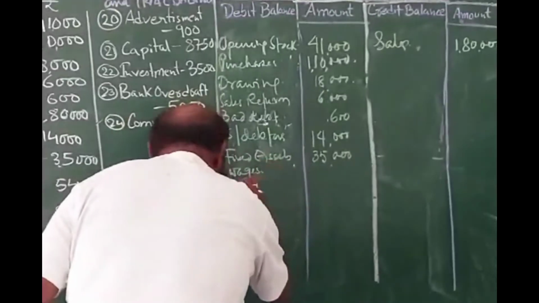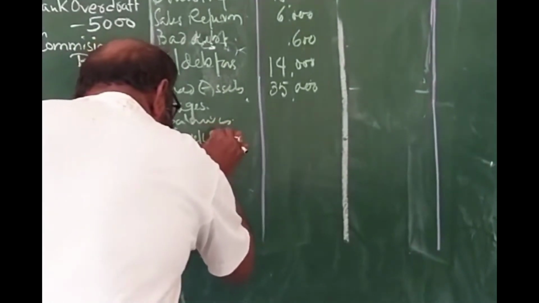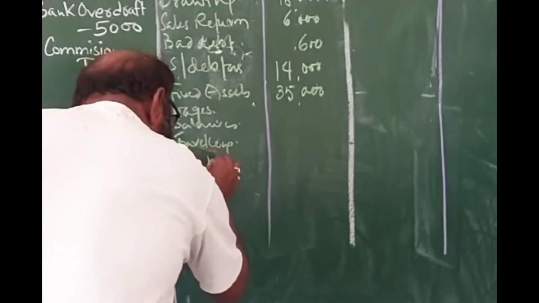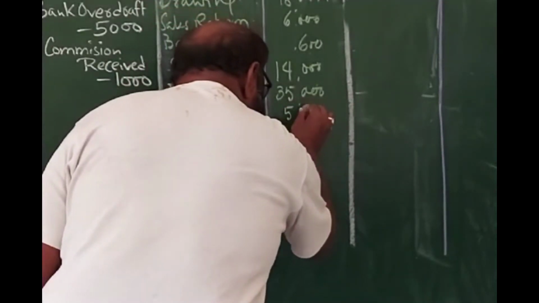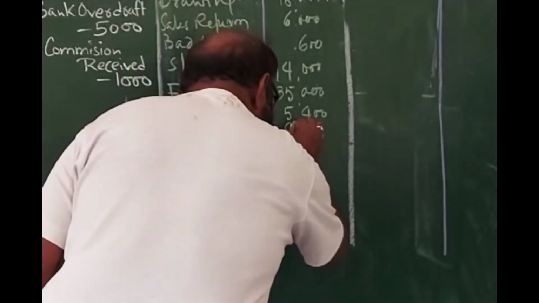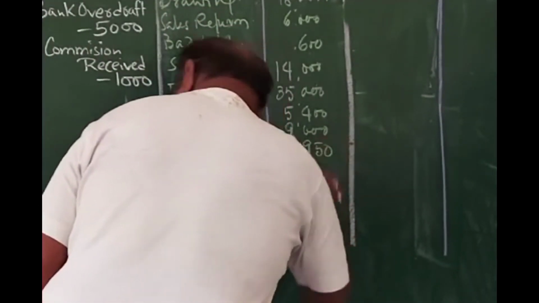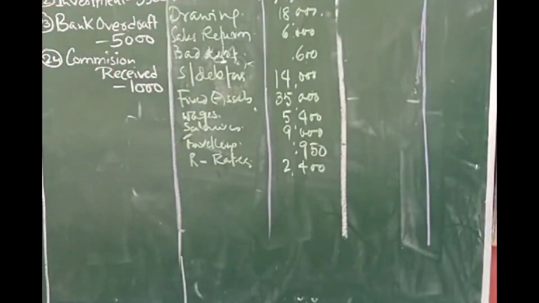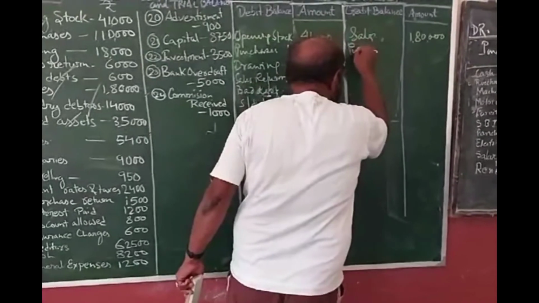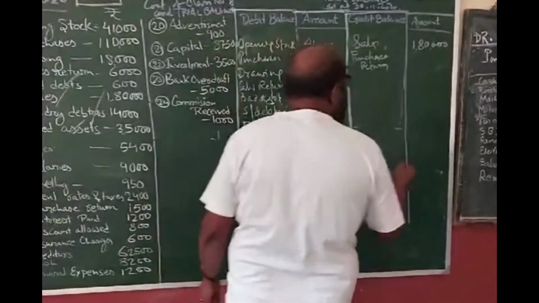Wages. Salaries. Traveling and rent and rates. Wages 5,400. Salaries 9,000. Traveling 950. Okay. The rates and taxes 2,400. Here, now think, purchase return. I have already told you, when purchase is debit, purchase return should be credit. How much purchase return? 1,500.